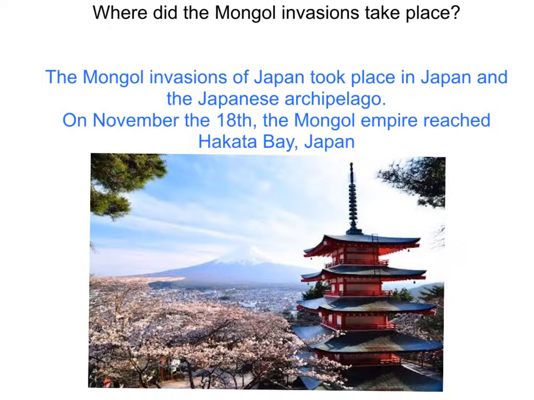Where did the Mongol invasions of Japan take place? The Mongol invasions of Japan took place in Japan and the Japanese archipelago. On November the 18th, the Mongol Empire reached Hakata Bay, Japan.